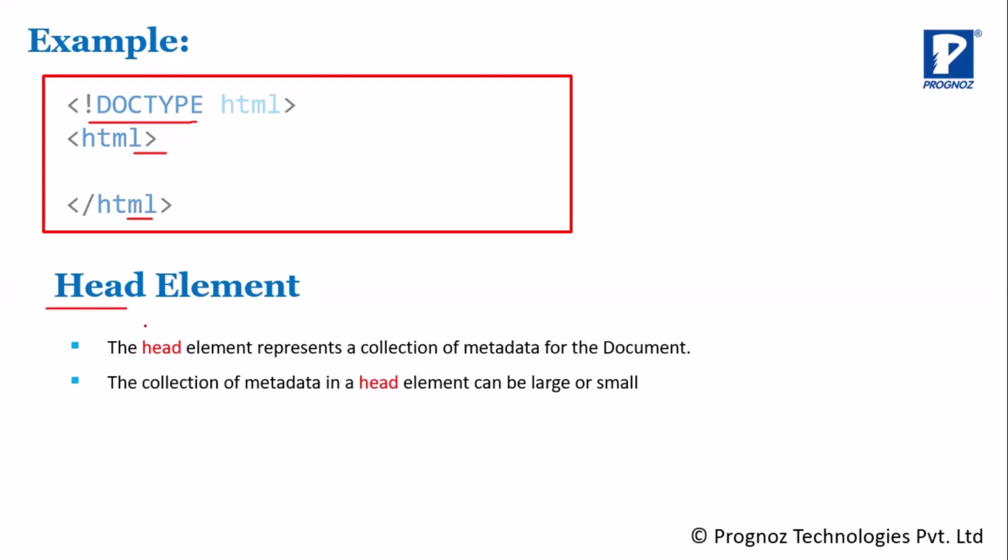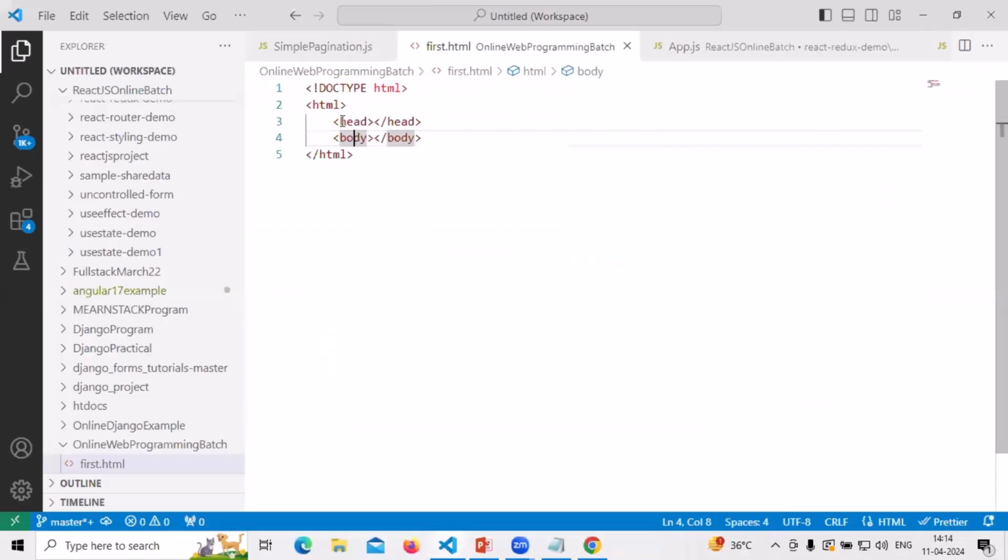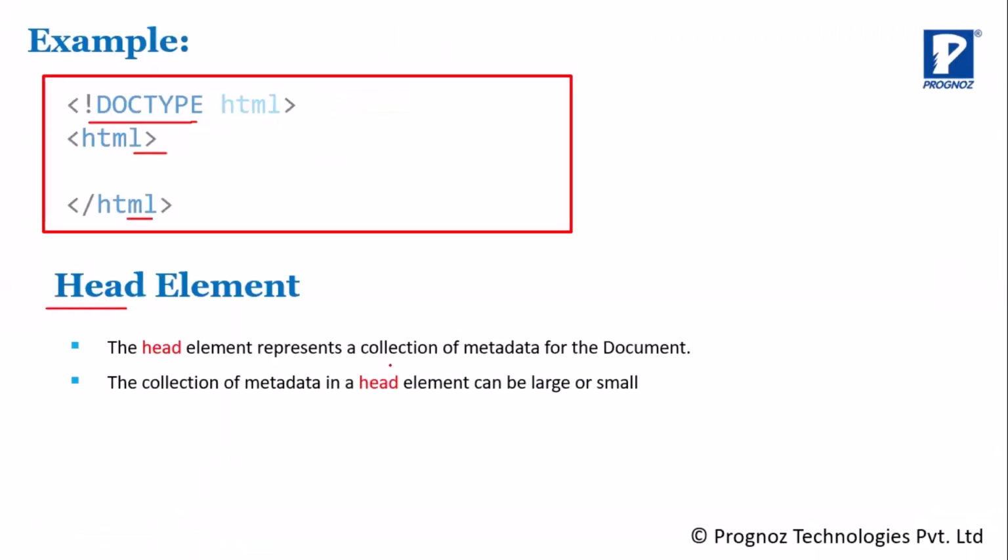Next, we are going to discuss the head element. Why are we going to use it? The head element represents a collection of metadata. Metadata means data about the data, extra information which you represent for the particular web page or web application.